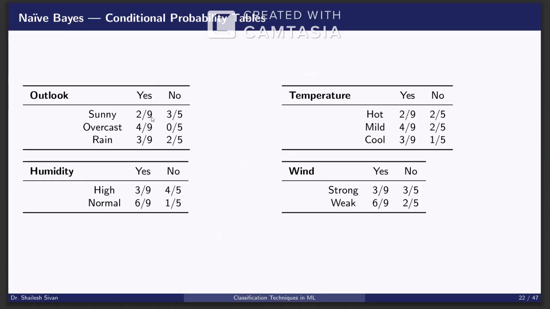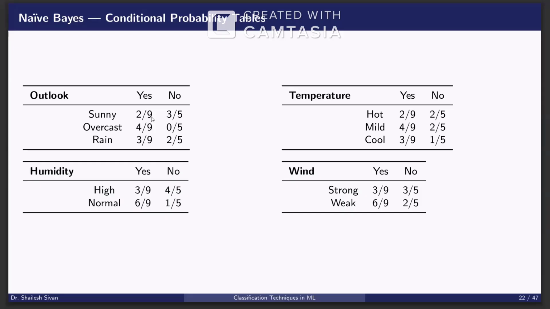Probability of C given X, yes. So when I decide to play, given sunny, how many days was it sunny? Nine days out of which 2 days were sunny, 4 days were overcast, and 3 days were rainy.